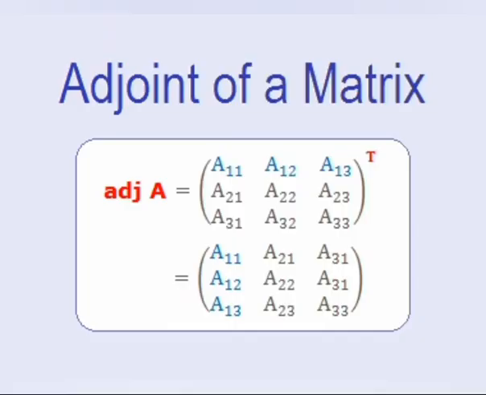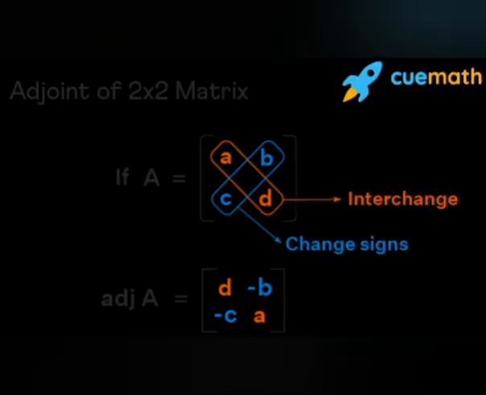Adjoint of a matrix. To find the adjoint of a given matrix, interchange the position of the first diagonal and negate the second diagonal. In this example, A and D interchange positions, C and B are negated.